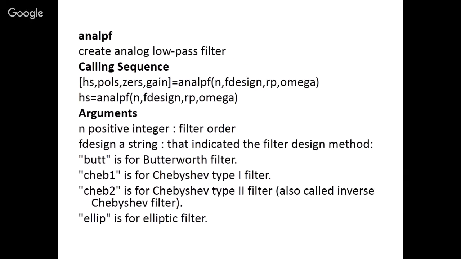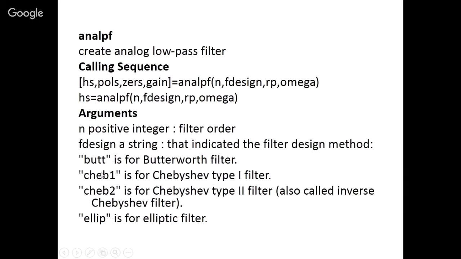We'll check. And next is how to design the analog low pass filter. The IIR and FIR filters are digital filters. Now we are doing how to create the analog low pass filter. For the analog low pass filter, we have the command analpf, that is ANALPF. Then after that, we give N, that is the order of the filter. Then another is a string, one string F design.